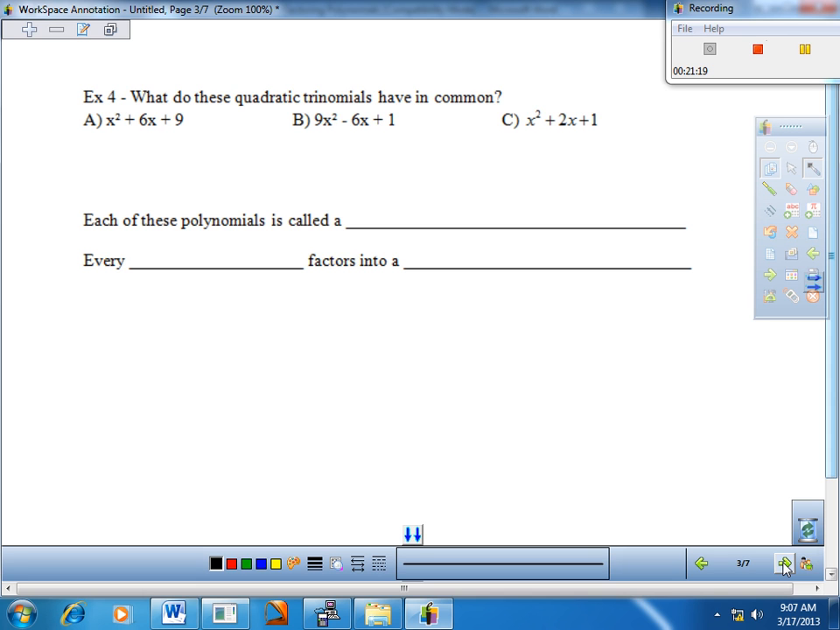All right, example 4. This one's rather quick. This is just something that we're going to see in the future in this class, and so just a couple phrases that you might hear from me. So might as well introduce it. Don't worry too much about how you express these. So it says, what do these quadratic trinomials have in common?